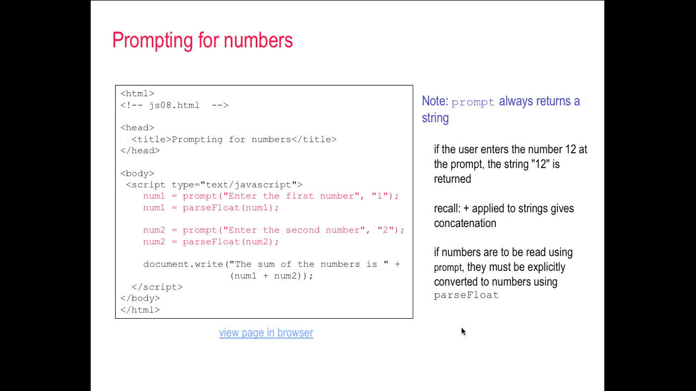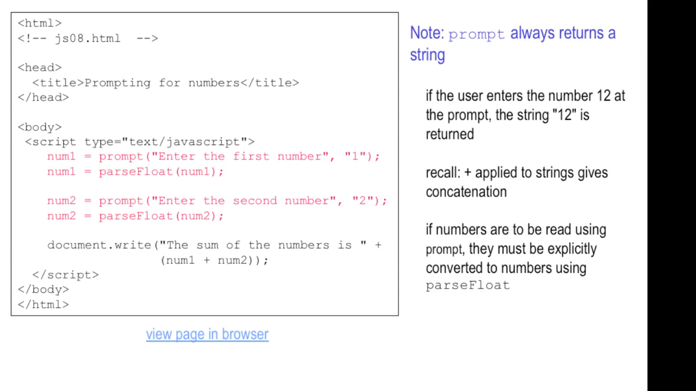Prompting for numbers. If you haven't noticed, this is leading into the second assignment, I think, which looks at JavaScript code for calculating GPAs. So this is one of the things you might want to do for that assignment, which is to use a prompt. Note the prompt always returns a string. So you have to parse it to a float or an integer, which is kind of weird. Why does it always return a string? Just think the default data type for everything is a string.